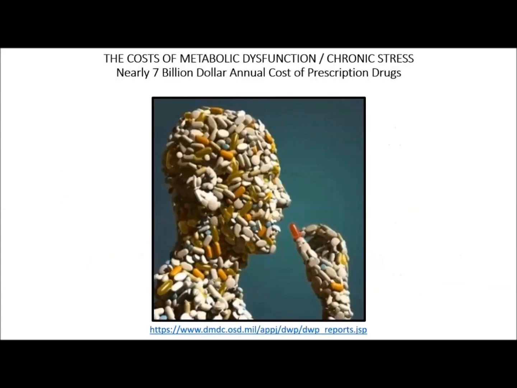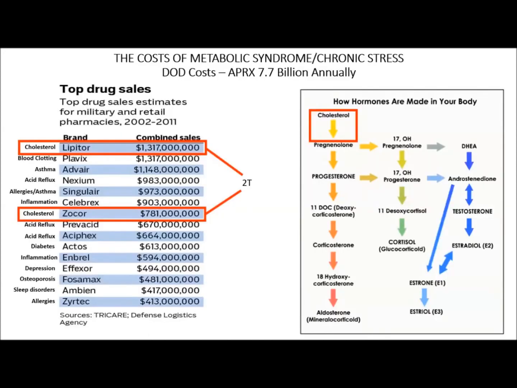Looking at the financial cost, not the human cost, almost $7 billion a year for prescription drugs. And a lot of these drugs can end up causing mitochondrial dysfunction and actually disrupt metabolism even more than what you started with. Looking at it, I'm going to specifically harp on cholesterol meds. Lipitor and Zocor, it's $2 trillion in pretty much 10 years the DoD spent on cholesterol meds.